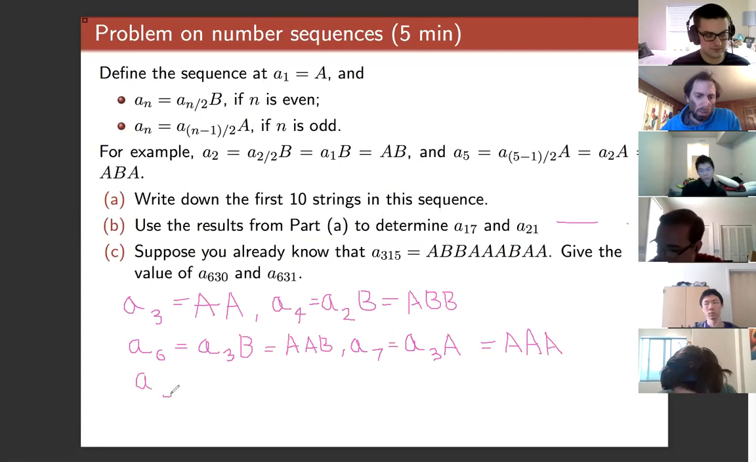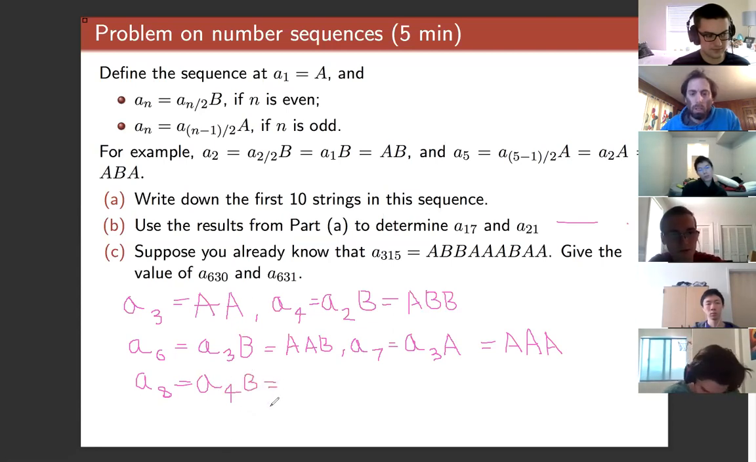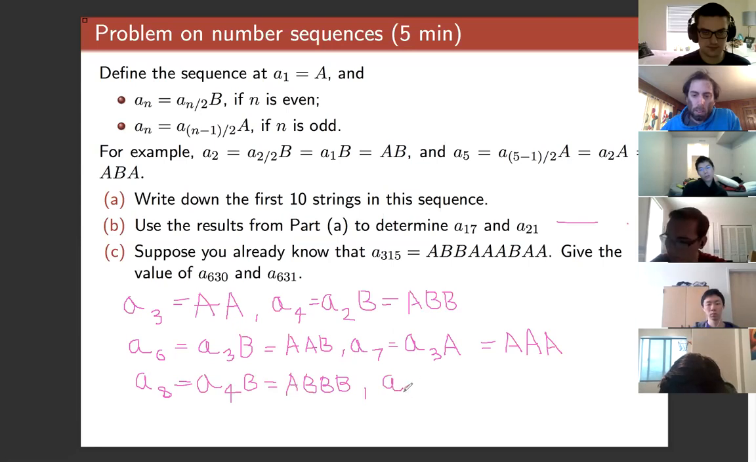A8, okay, so A8 is just going to be A4, because remember we're just dividing by 2 because it's even. A4 multiplied by B, and A4, where was A4? A4 is ABB, so this is going to be ABBB, right? A9, well, 9 is odd, so we subtract 1, divide by 2, so 9 minus 1 over 2 is just 4. So we have A4, and we multiply by A, because 9 is odd. So A4 times A is ABBA.